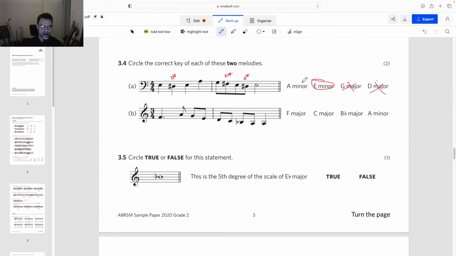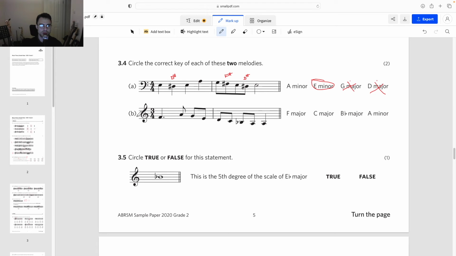Could it be A minor? Well, what's the relative major of A minor? It's C. And in the key of C, we don't have an F sharp. So E minor is our answer here.